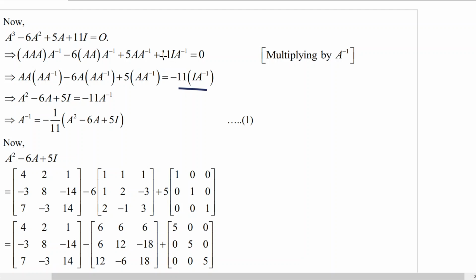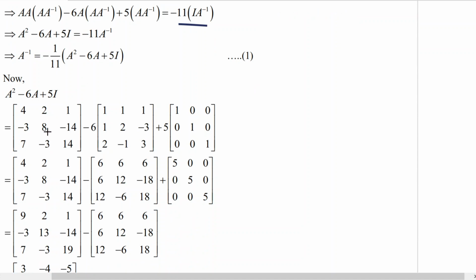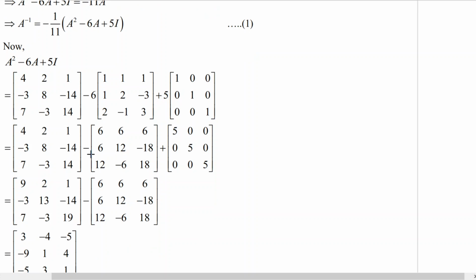So minus 11 A inverse taken plus 11 A inverse taken towards RHS will become minus 11 A inverse. Taking this minus 11 towards the denominator in the LHS, so minus 1 by 11, this whole thing as it is. A square you have already computed, 6 into A, given 5 into I. Simply 6 into this whole thing, 5 into this whole thing. Then add these up, this term with this, because these are positive matrices, or what you can do is subtract these terms and then add into it. It doesn't matter at all.